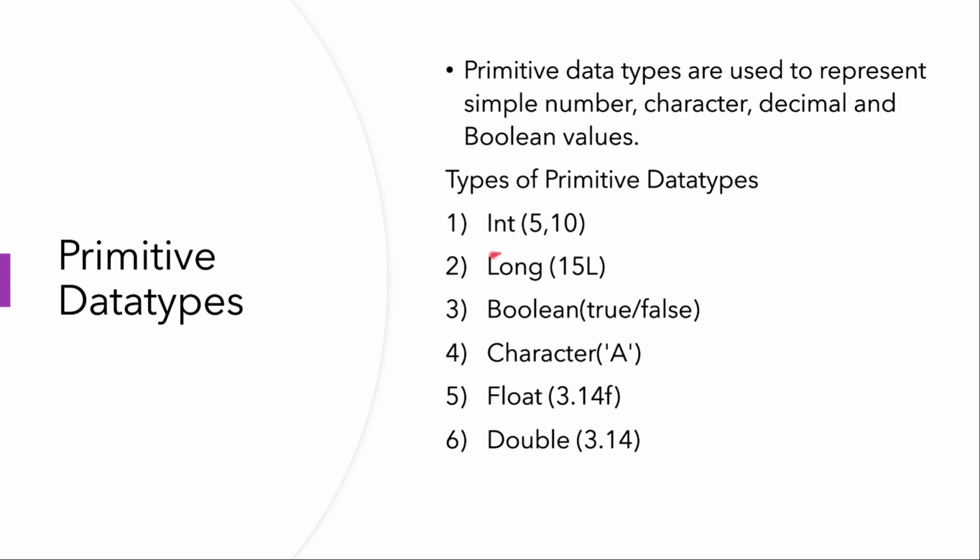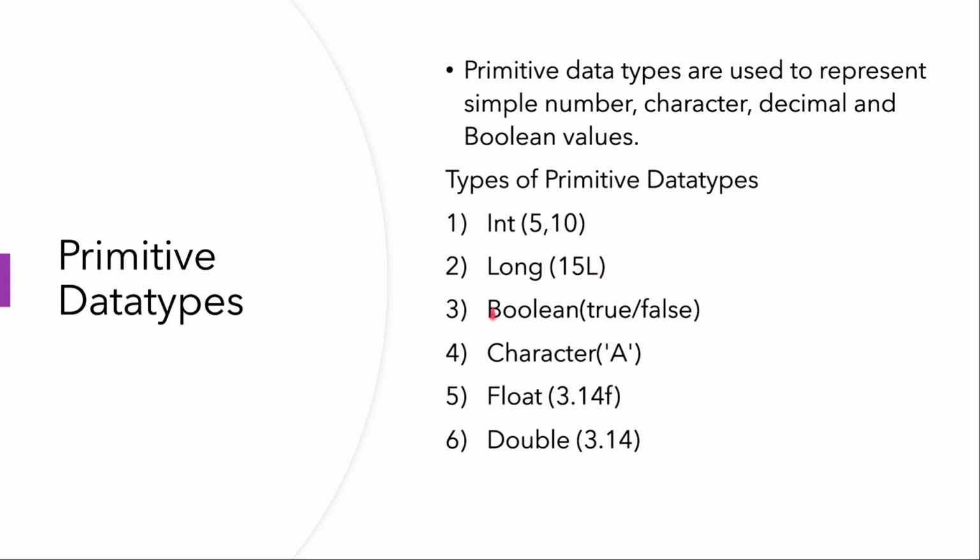Second one is the long. Now, long is the extended version of integer. In integer, you can store only 32-bit signed values, whereas in long you can store 64-bit. So it is an extended version. If you are working with larger values, then you can use the long. In the example here you can see 15 and L. We have written L as a suffix to represent that this is a long number. If you don't write the L, then this will be considered by default as an integer variable. So to differentiate, we have given a suffix L.